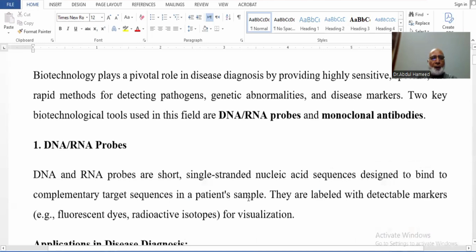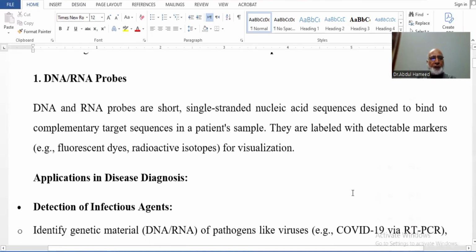If we talk about DNA, RNA probes, DNA and RNA probes are short, single-stranded nucleic acid sequences, and they are designed to bind to complementary target sequences in the patient sample. They are labeled with detectable markers, most of the time fluorescent dyes, which are inert, and sometimes radioactive isotopes, which may be necessary in some cases, and the purpose is to visualize the outcome.